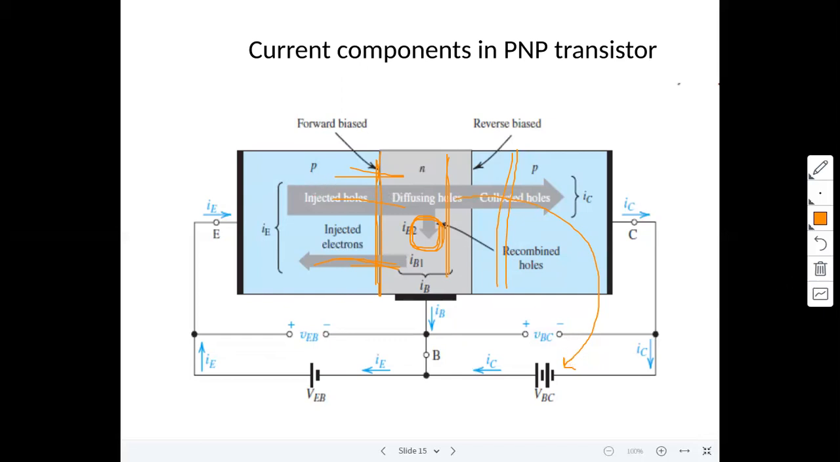So here the majority carriers are holes, hole current. Hole current is the conventional current. Now the current flows from emitter to collector here. Observe here, current flows from emitter to collector. This is also conventional current. Why? Because hole current is the conventional current, right? We are almost neglecting the recombination, so the emitter current IE is approximately equal to the collector current.